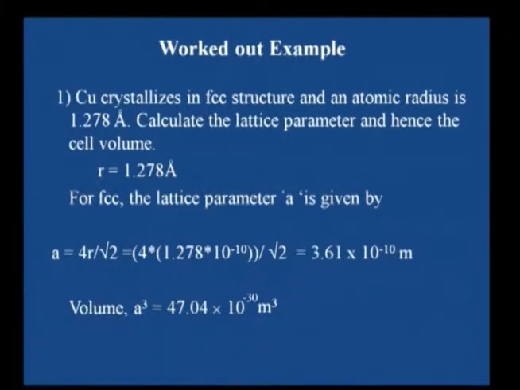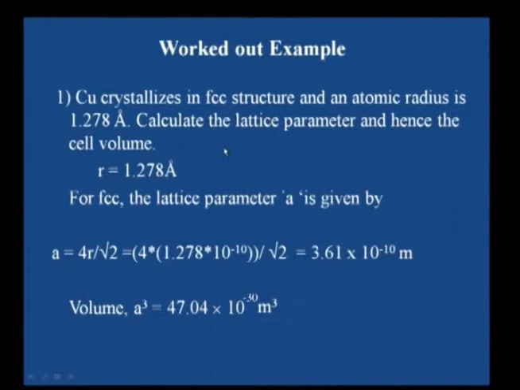Copper crystallizes in FCC structure, as we all know, we have seen in the previous problem, and an atomic radius of copper is 1.278 angstrom unit. Calculate the lattice parameter and hence the cell volume.